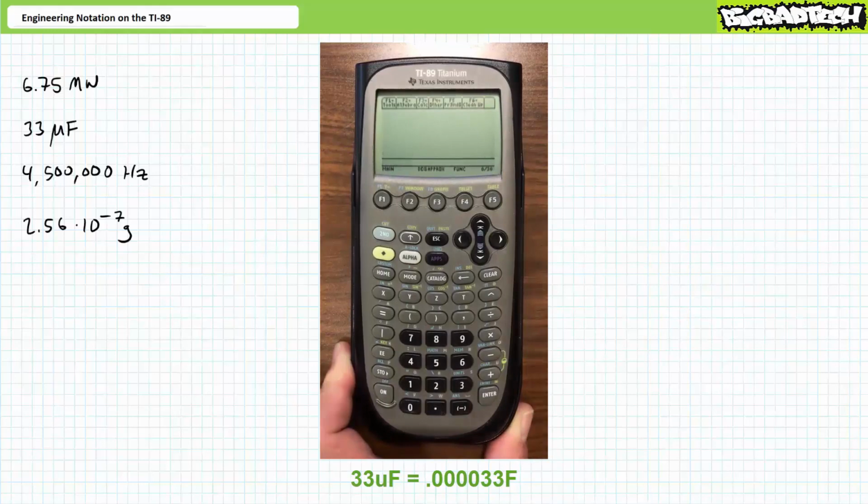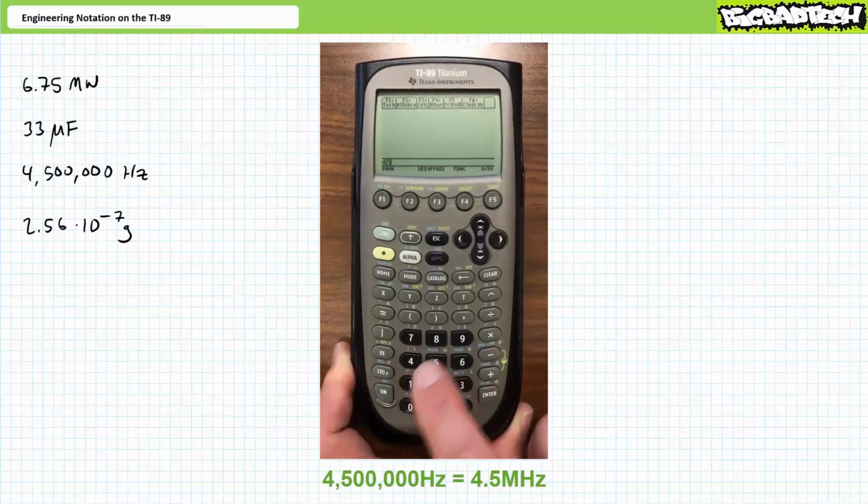Enter it in engineering format. 33 microfarads is 33 times 10 raised to the negative 6. Enter this as 33 EE negative 6. Again, the calculator returns 33 E negative 6. Same results, only faster. Just for the heck of it, let's enter 4,500,000 hertz in long form.